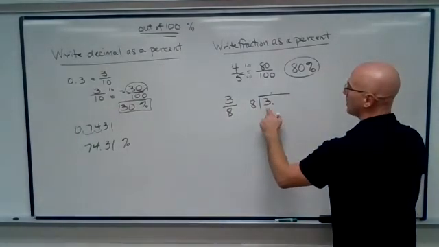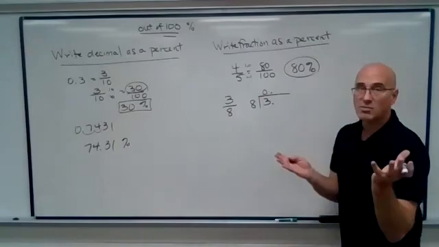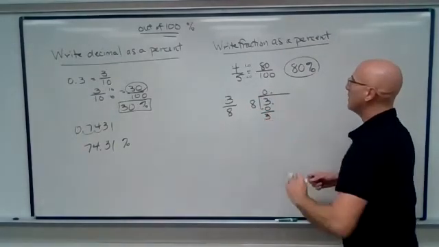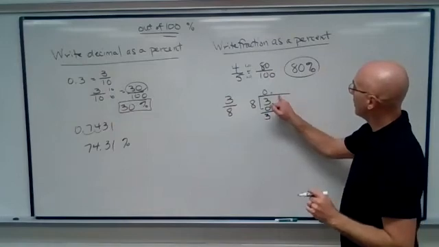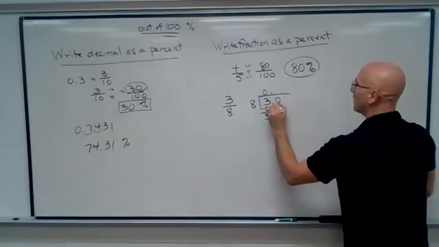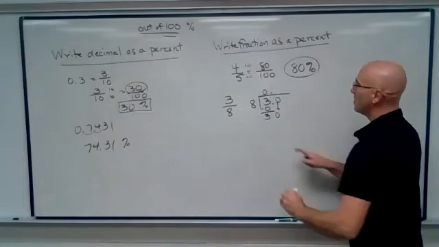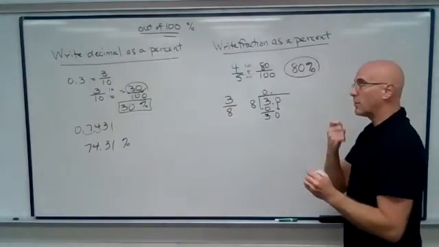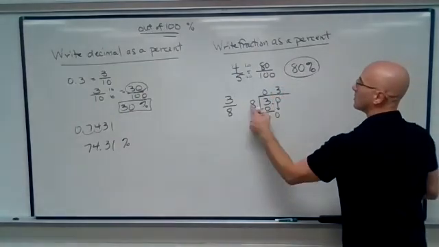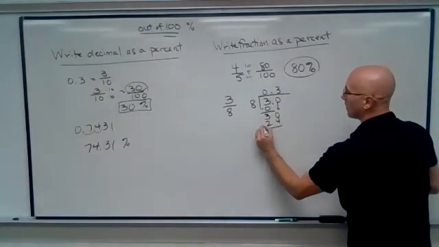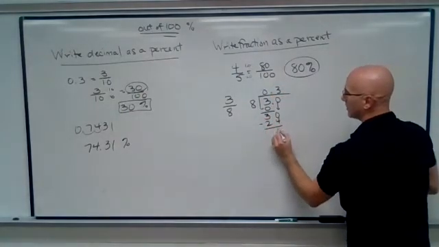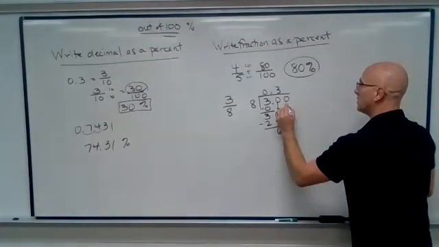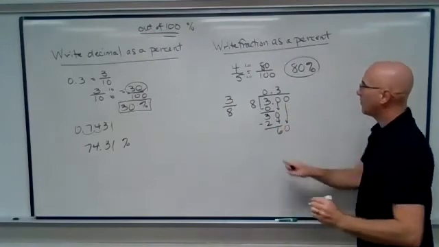8 goes into 3 0 times. 0 times 8 is 0. We subtract, and we're not done yet. We add a 0 and bring it down. So now we have 30. 8 goes into 30 3 times. 3 times 8 is 24, and we subtract. We get 6. We're not done yet. We add another 0 and bring it down.